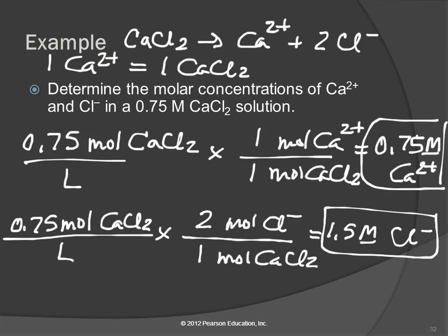Any questions? These conversion factors here are coming from the chemical formula itself. You look at how many of that ion are in one of these units. It's just going to be the subscript. There's 2 chlorides and 1 calcium. And so that becomes the conversion factor to figure out how many of the ion. So you'll probably see some questions like that in the homework.